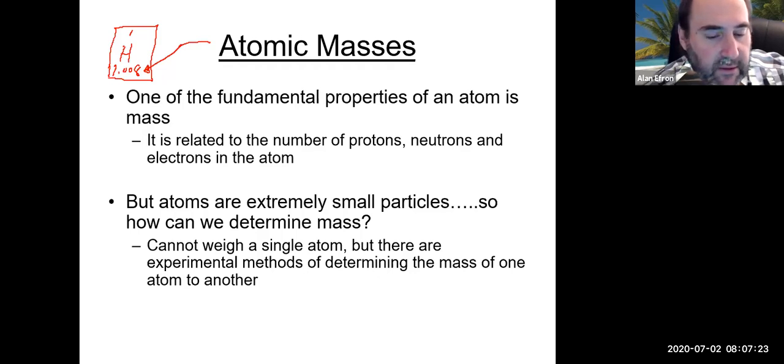Clearly, if we wanted to weigh something, we couldn't take an atom, since it's super small, and just pick it up and put it on a balance. So usually in science, when you can't directly weigh something, a lot of times what will happen is they'll choose a standard to compare everybody to in terms of their mass. And for atomic mass, as we will see shortly, they used an isotope of carbon as the standard.